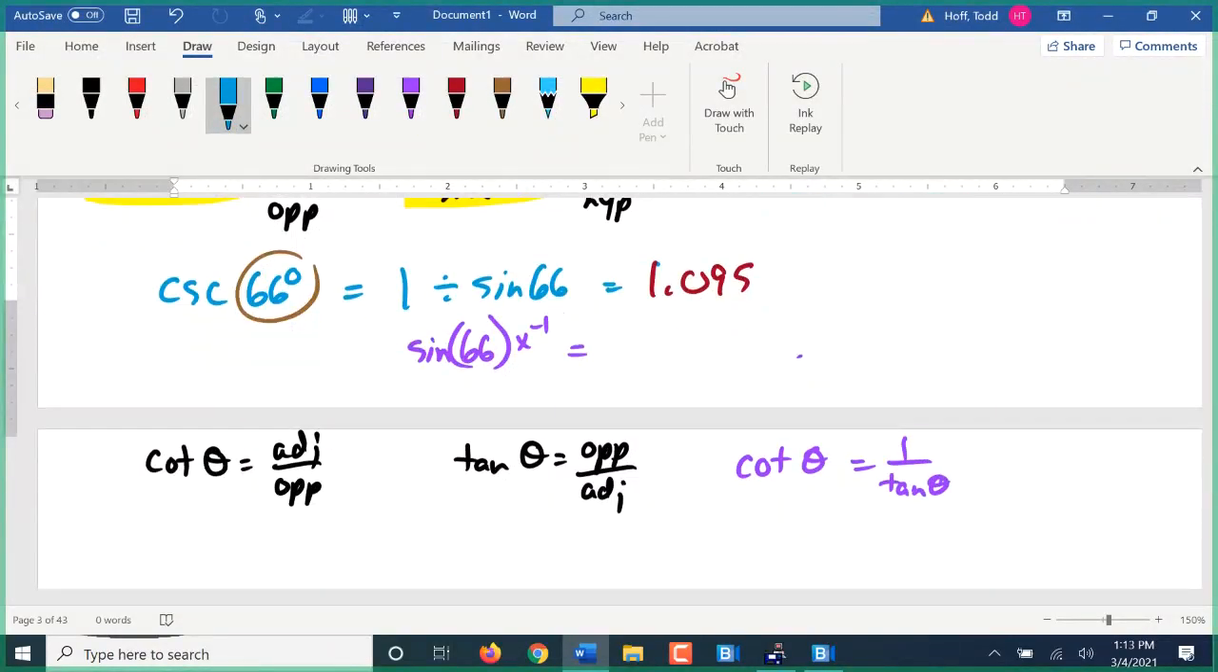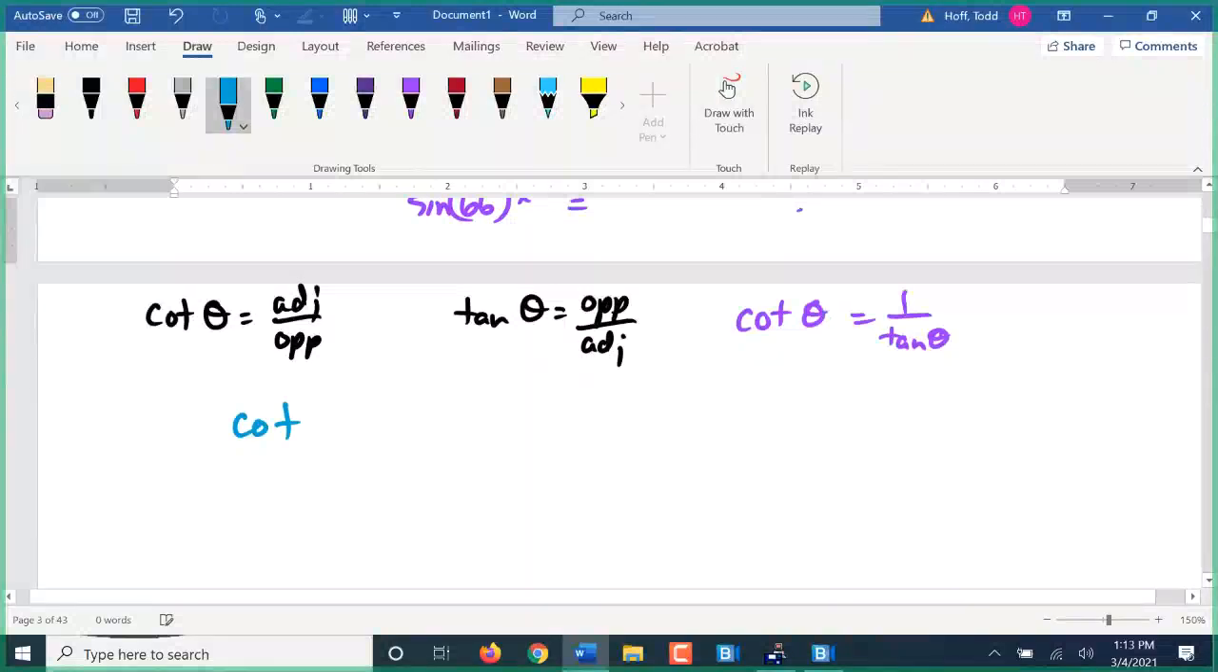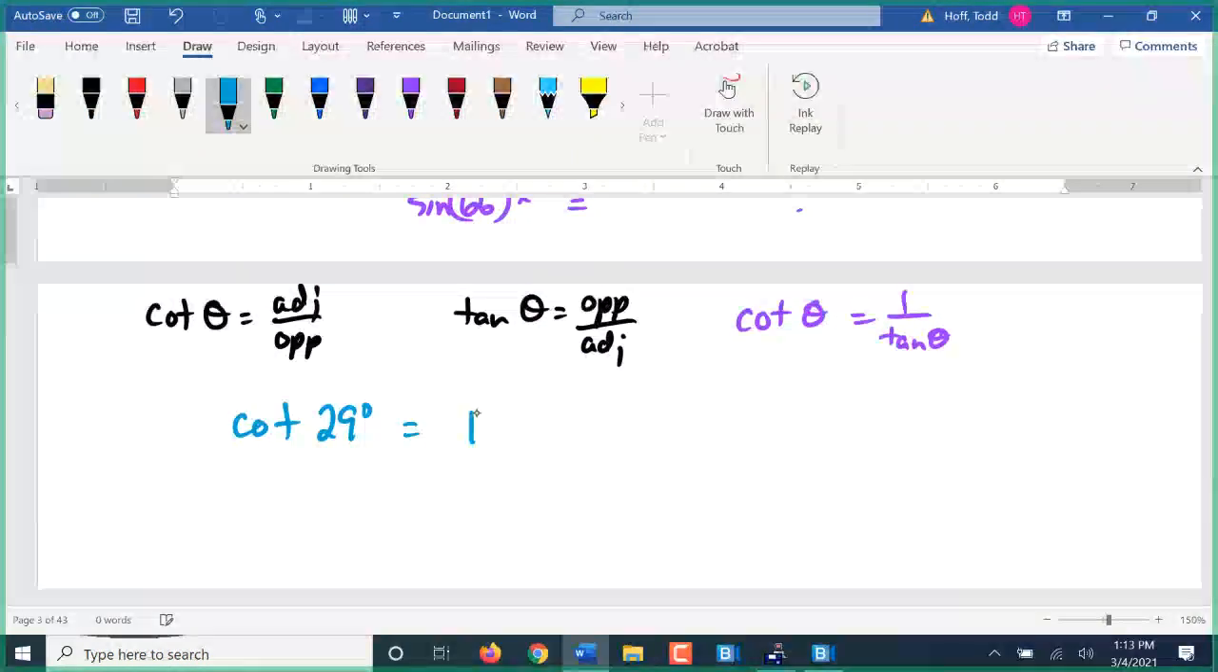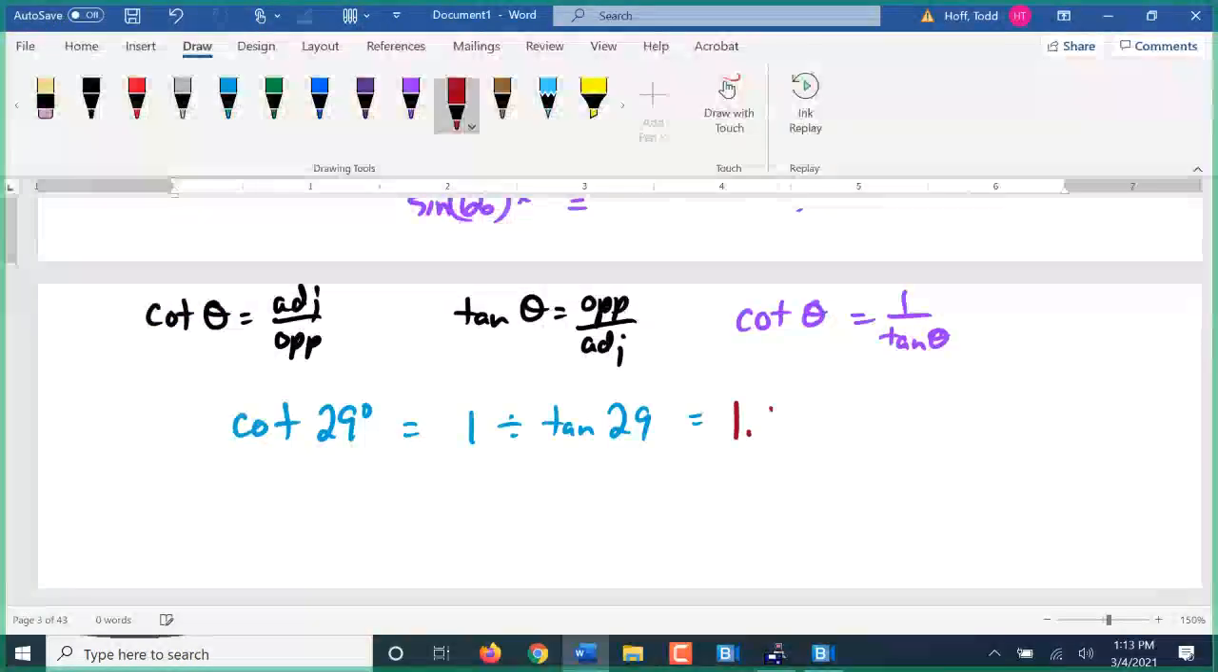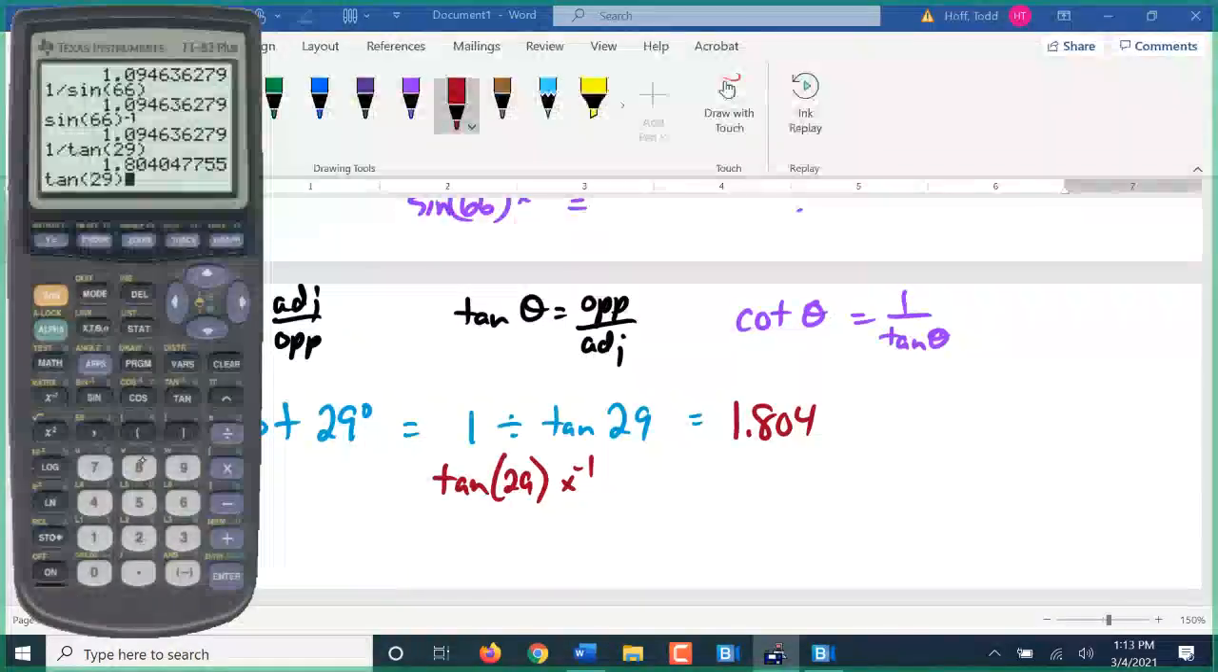So if I wanted to find the cotangent of 29 degrees, I could do 1 divided by the tangent of 29 degrees. 1 divided by tangent of 29, and I get 1.804. But I could do that shortcut again. Tangent 29, close my parentheses, and hit the x negative 1. Tangent 29, reciprocal. I get the same answer, 1.804.